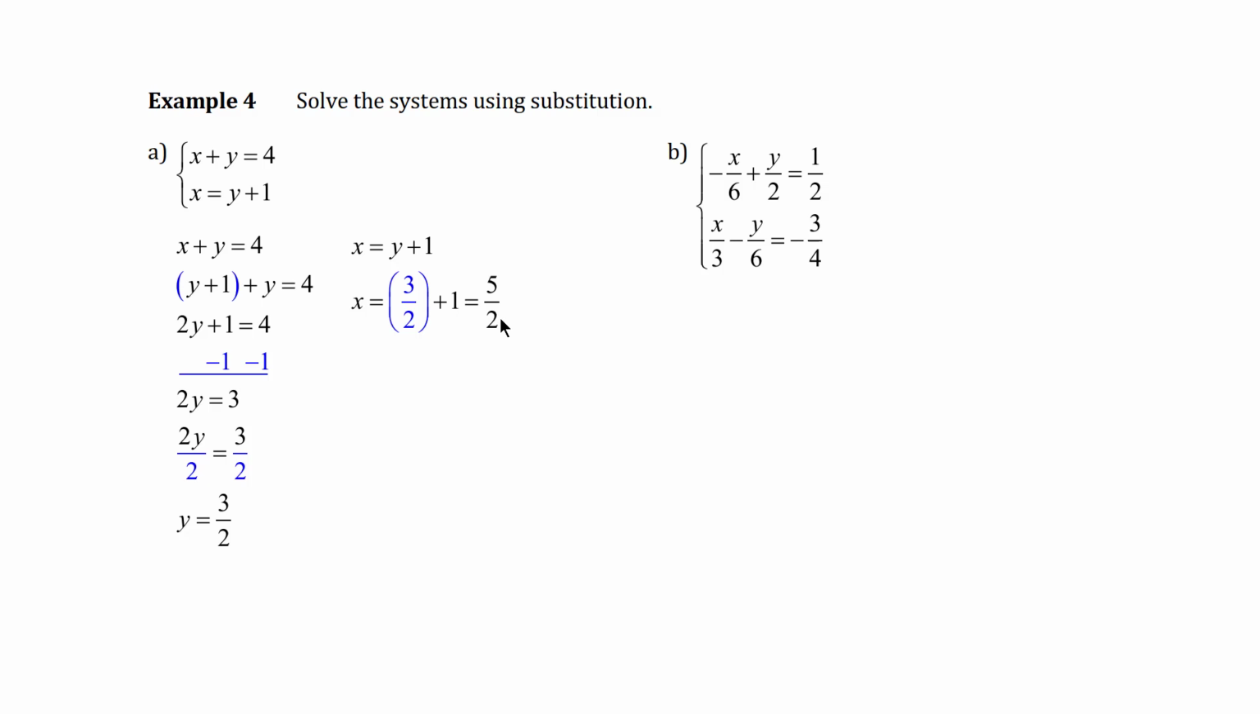Now that we have the values for both x and y, our last step is to write our answer as an ordered pair. So I have parentheses 5 over 2, comma 3 over 2, close parentheses.